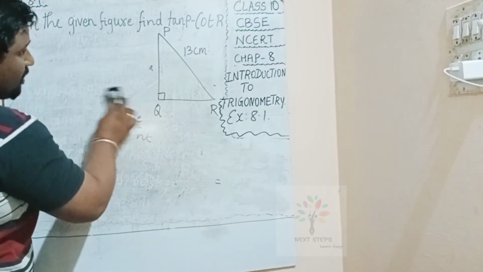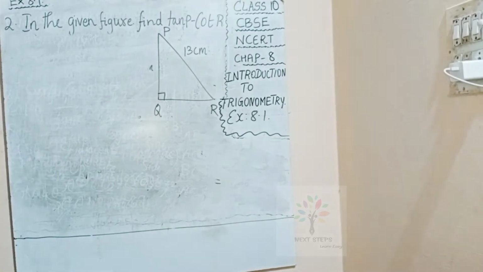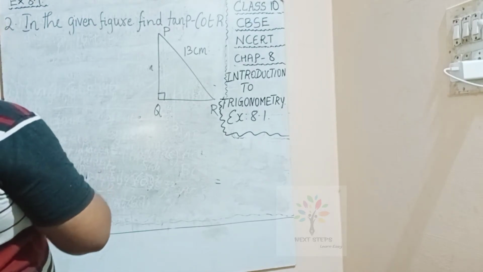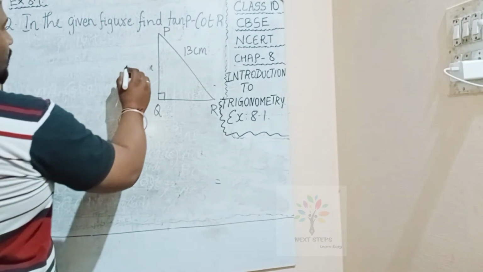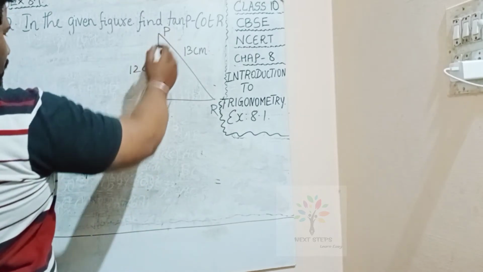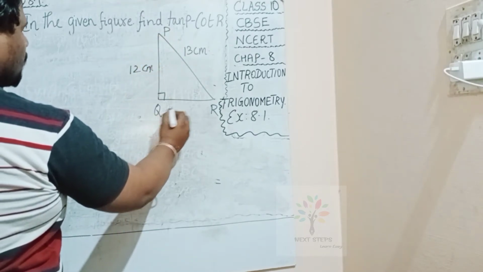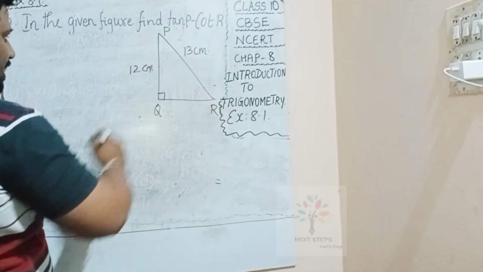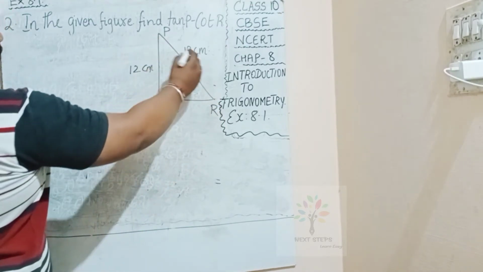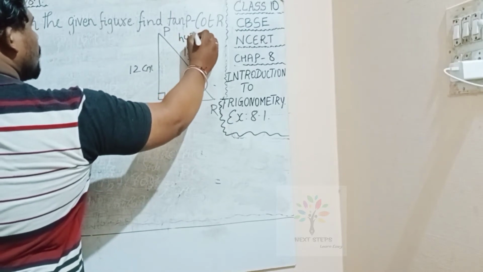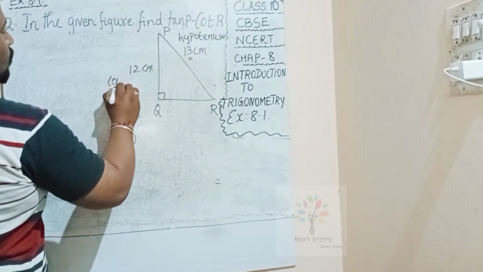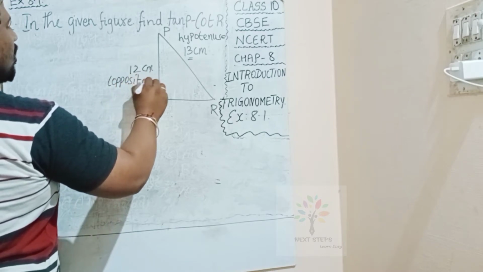They ask you to find the value of tan P minus cot R. Before finding the tan P value, they have given one figure with certain measurements. PR is 13 centimeter, PQ is 12 centimeter, and we have to find the value of QR. Just look at the diagram carefully. It is a right angle at Q, so PR will be your hypotenuse, and PQ will be the opposite side.